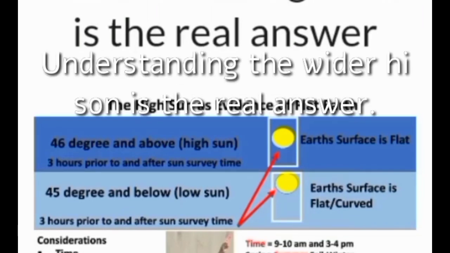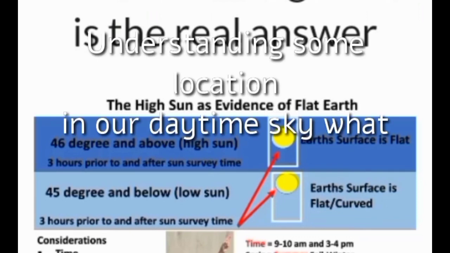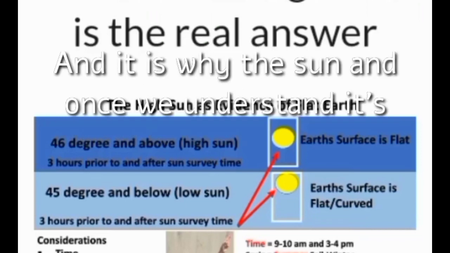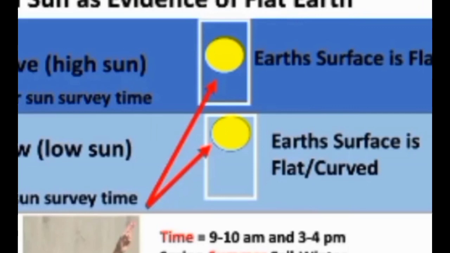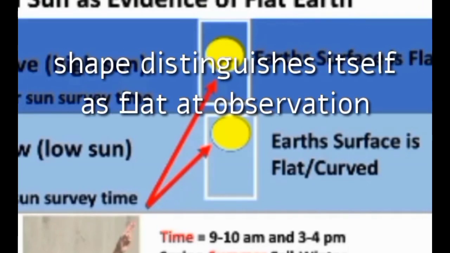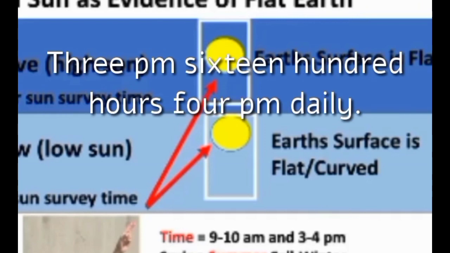Understanding the why: the high Sun is the real answer. Understanding Sun location in our daytime sky, or the high Sun, is primary evidence of flat Earth. And it is why the Sun, once we understand its position in the sky, only works in one model, the geocentric flat Earth model. At 46 degrees or more, the Earth's true surface shape distinguishes itself as flat at observation times of 9 to 10 a.m. and 1500 hours, 3 p.m., 1600 hours, 4 p.m.